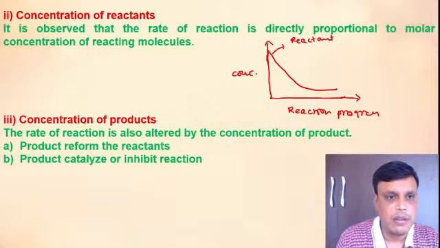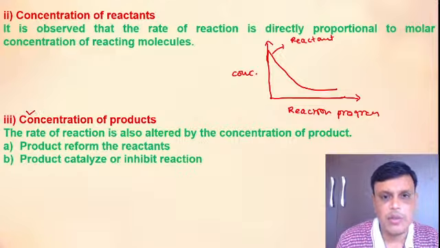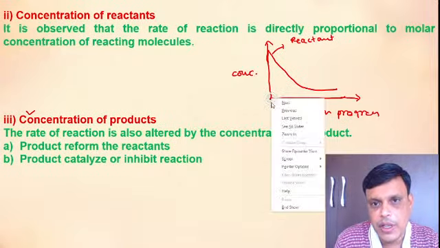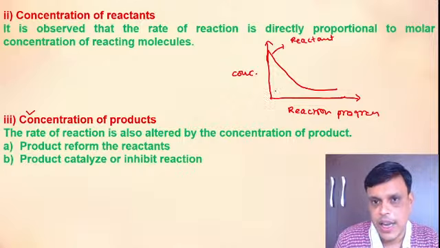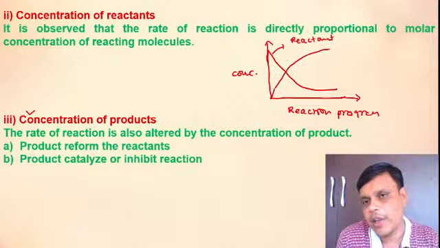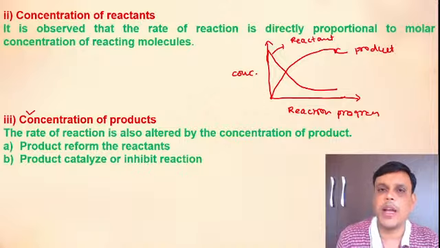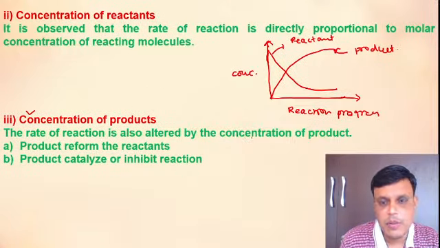And another factor is also there, concentration of product. The rate of reaction is also altered by the concentration of product. So at zero time, or at initial time, the concentration of product is 0, and as the reaction goes on, its concentration increases, and at some point it becomes constant. So it is for product. So by knowing this graph, you can understand the concentration of reactant is also an important factor. Then the rate of reaction is also altered by the concentration of product.